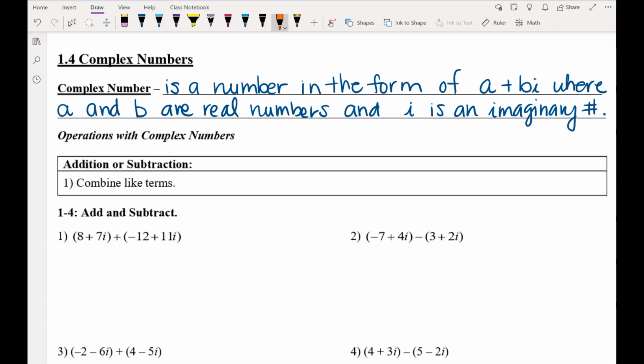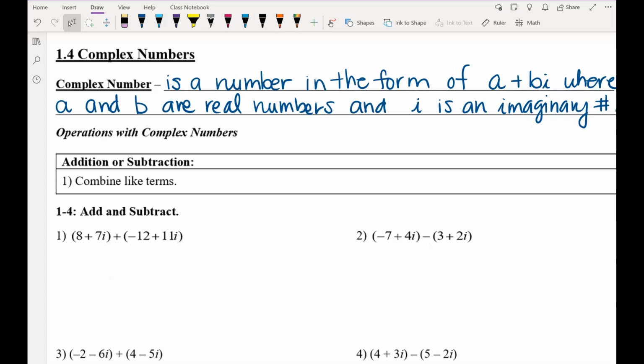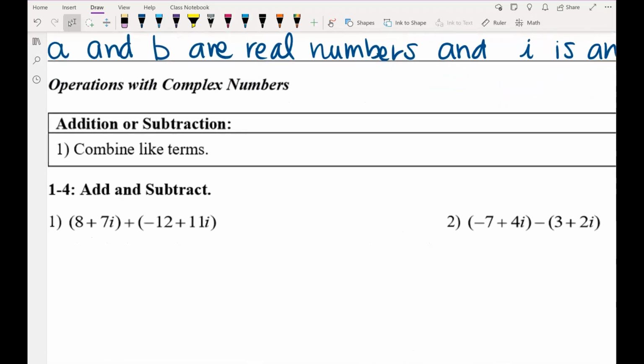Okay, so a complex number is a number in the form of a plus bi, where a and b are real numbers and i is an imaginary number. We are going to start with addition and subtraction, okay? So Bradley, can you read one step in that box? It says addition and subtraction. Combine like terms. Yep, that's all we got to do when you add and subtract, y'all.